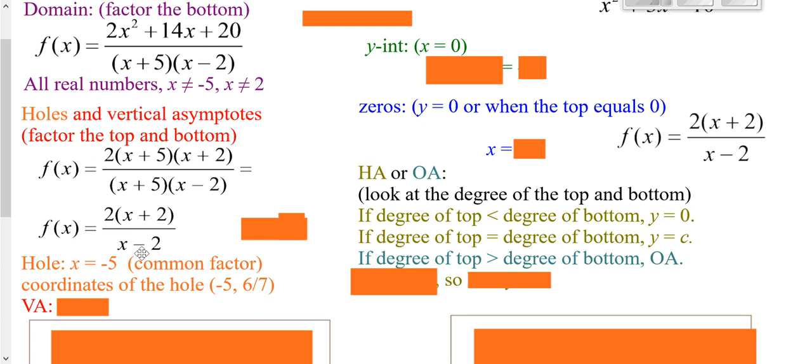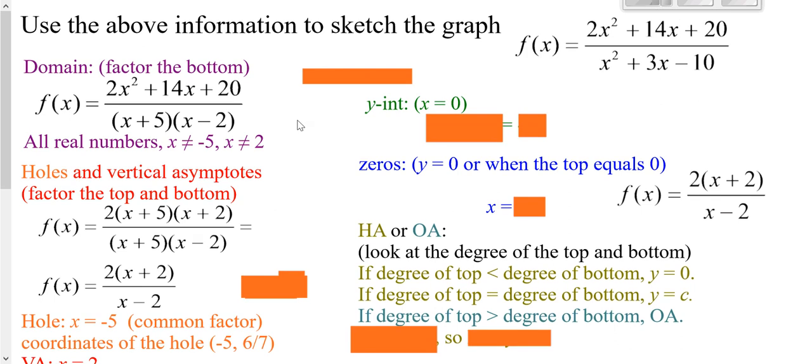Now looking at your simplified function, what causes the bottom to be 0 would tell you any vertical asymptotes. You can have more than one vertical asymptote. So you got to work with your original when you're looking for domain and holes. Everything else you can do from your simplified version.